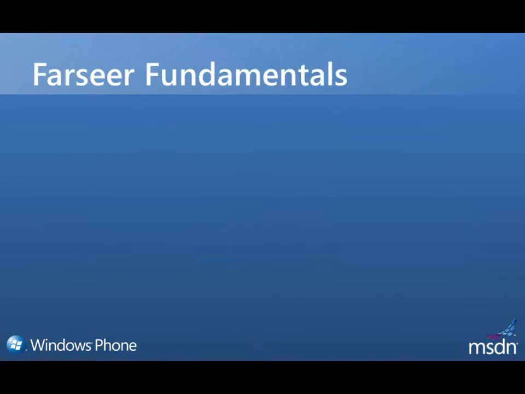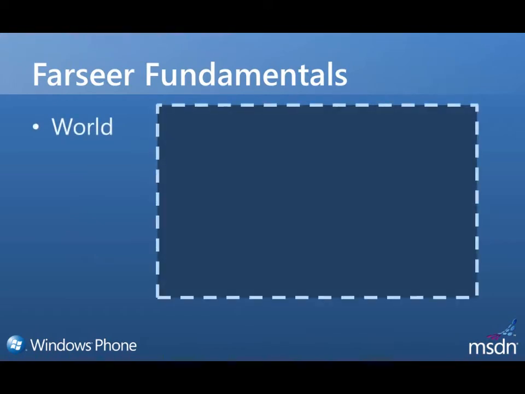Let's talk Farseer fundamentals. To begin with, you need a world. Farseer uses a world object as a container for everything that will exist in the same physical space. Next, you create a body. It represents a point in space that may be affected by forces such as gravity or collisions with other bodies.